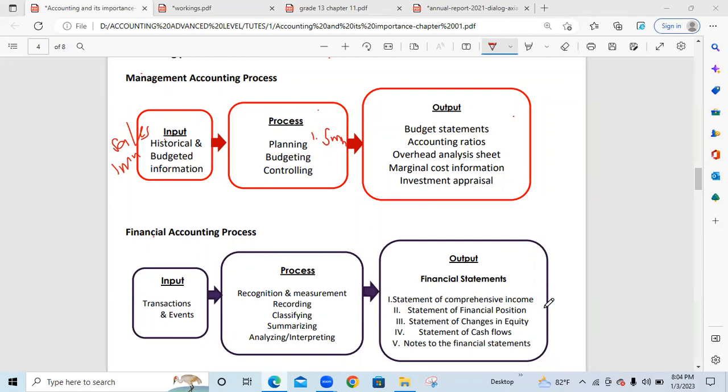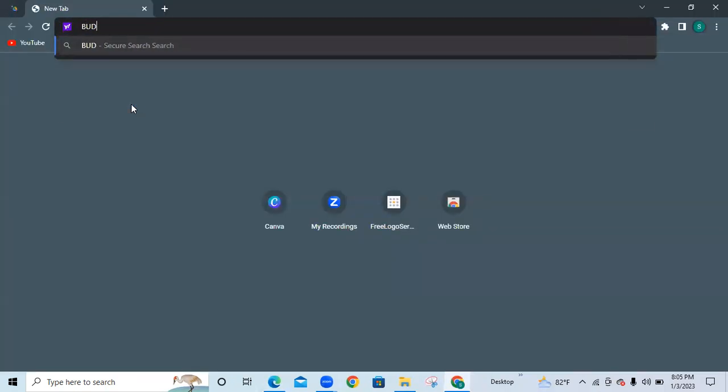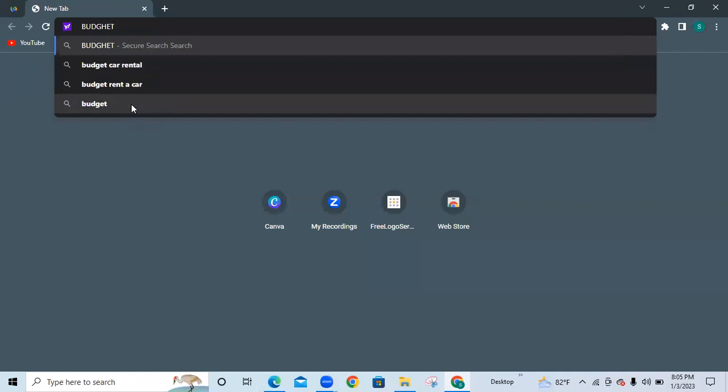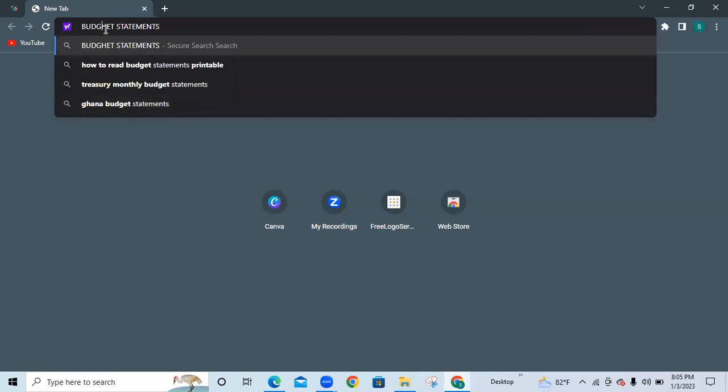When you do all these three, plan, budget, control, you will prepare outputs. What are the outputs, guys? Budget statements. By budgeting, you will prepare budget statements. If you want, I can show you. Budget statements are statements which will tell you what the next year's profit is. It's all about the future. Budget statements are all about the future, guys. They will tell you what your future income is.